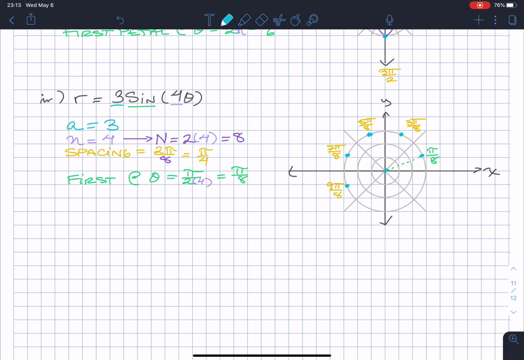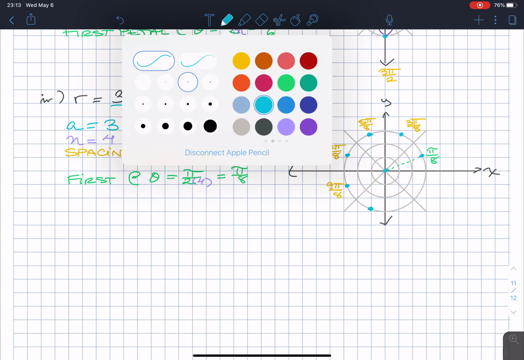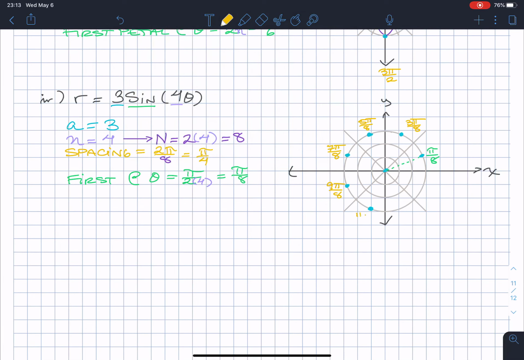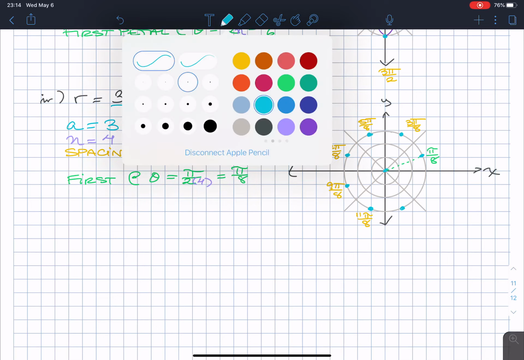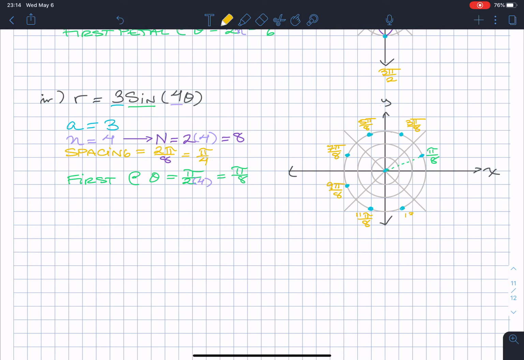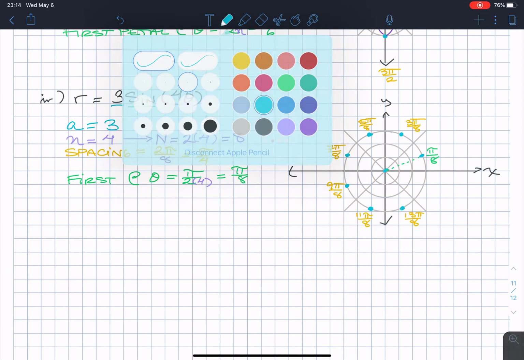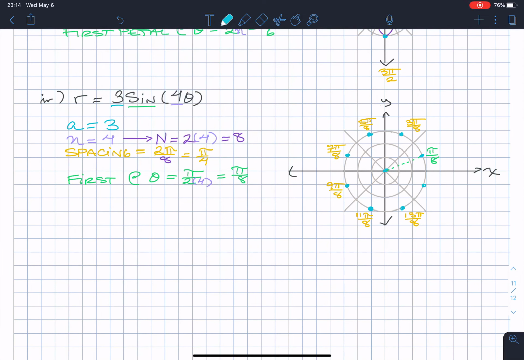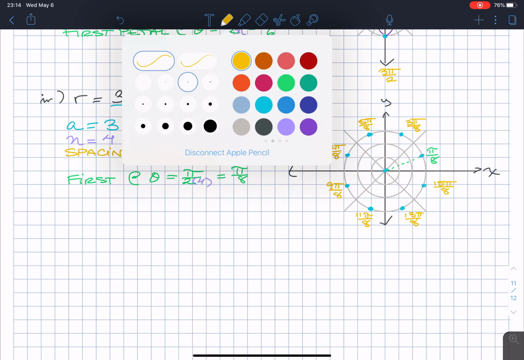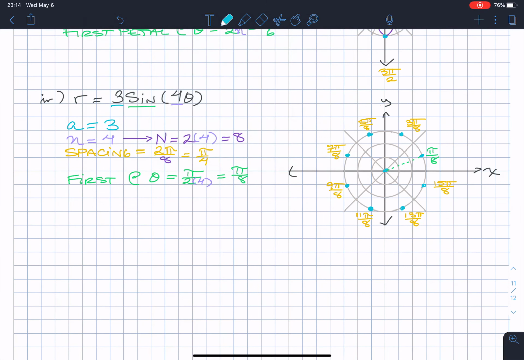Then I go another 2 pi over 8, so that gives me to 11 pi over 8. Then I go another 2 pi over 8, or 45 degrees, which gets me to 13 pi over 8. Then another 2 pi over 8 gets me to 15 pi over 8. And notice if I were 1 more pi over 8, I'd be at 2 pi. Okay, so here are my petals.